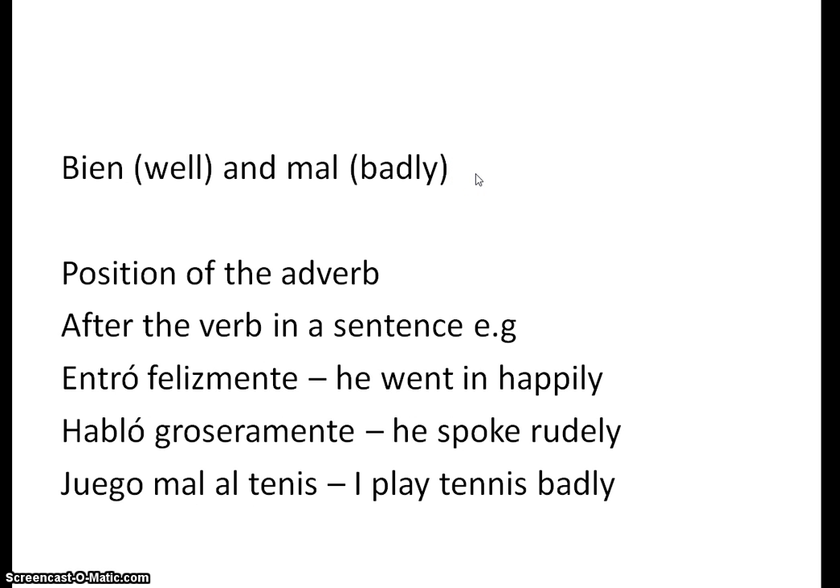There are two irregular ones, bien, which is well, not to be confused with bueno, which is good, and mal, which is badly, again not to be confused with malo, which is just bad.